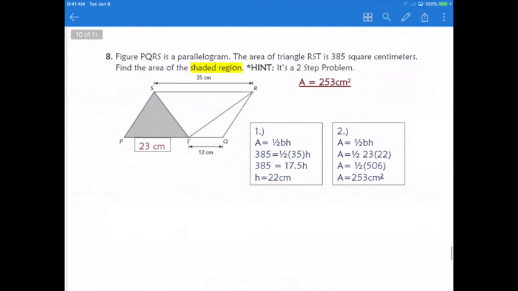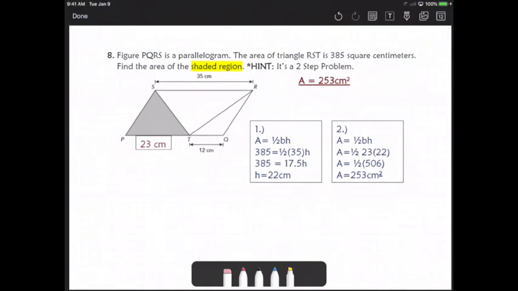Okay, so here's how you do it. So what you need to do is, the first part is right here. We need to figure out the height. So to figure out the height, area equals 1/2 base times height. So the area is 385 equals 1/2. The base is 35, and the height we don't know. So what I did is I took 1/2 of 35, which is 17.5, and I divide by 17.5, and I get the height right here is 22.